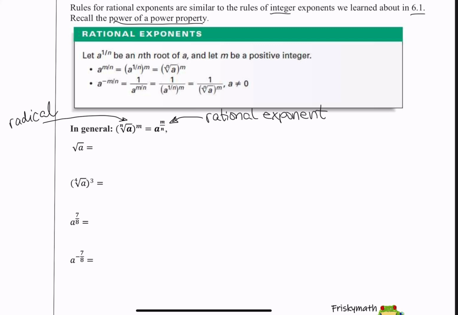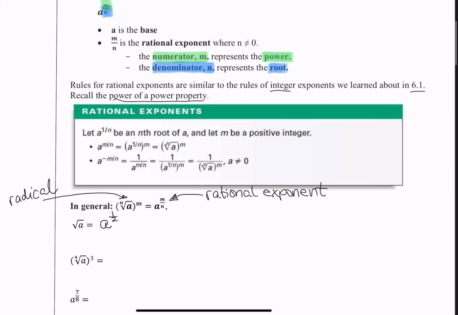So let's start with the square root of a. The square root of a can be written using rational exponent notation by writing a to the 1/2 power, right? Because we are taking the square root, so that is your denominator. Denominator is your root in blue here, okay? And your numerator is the power. Well, after I take the square root of a, I'm not raising it to any other power.